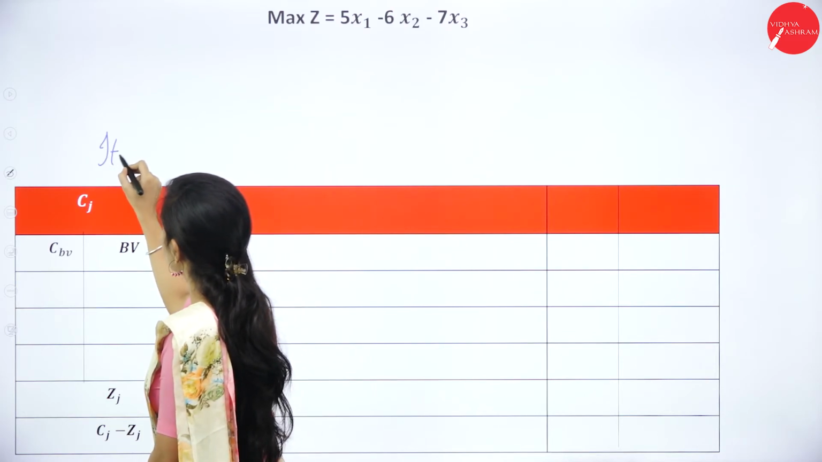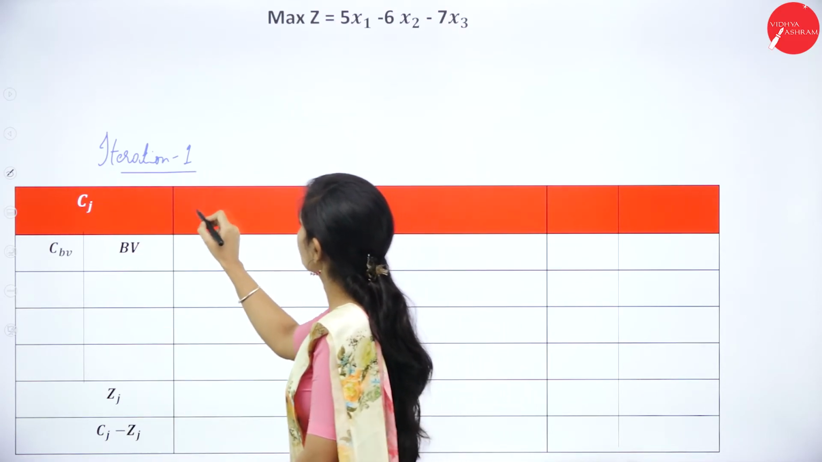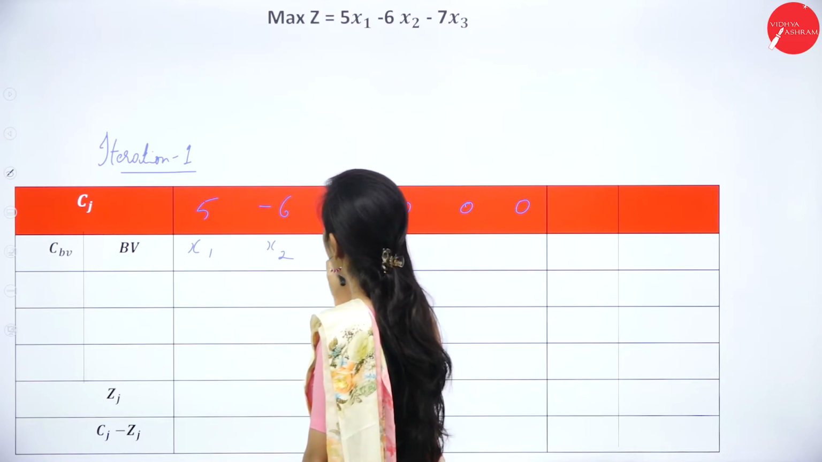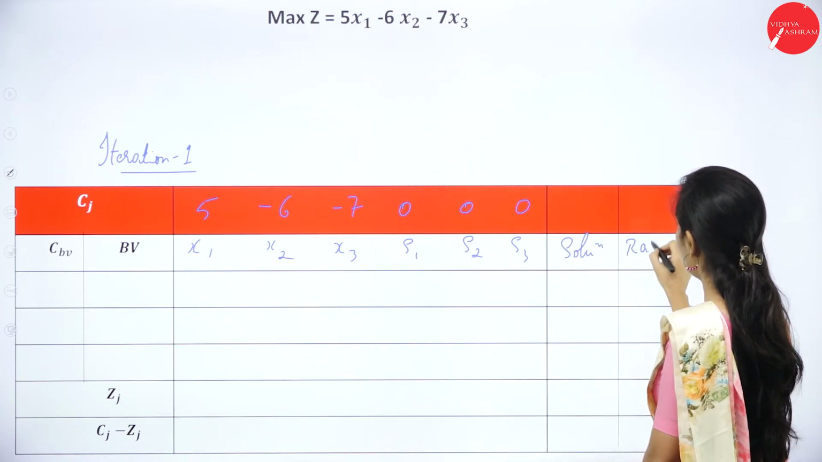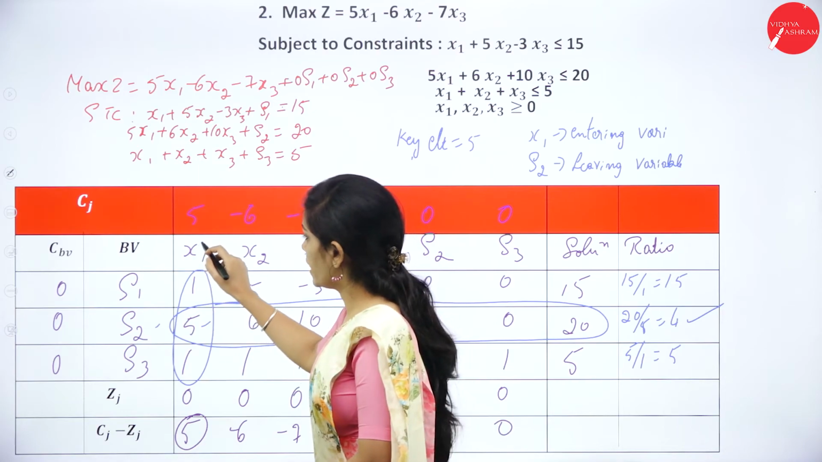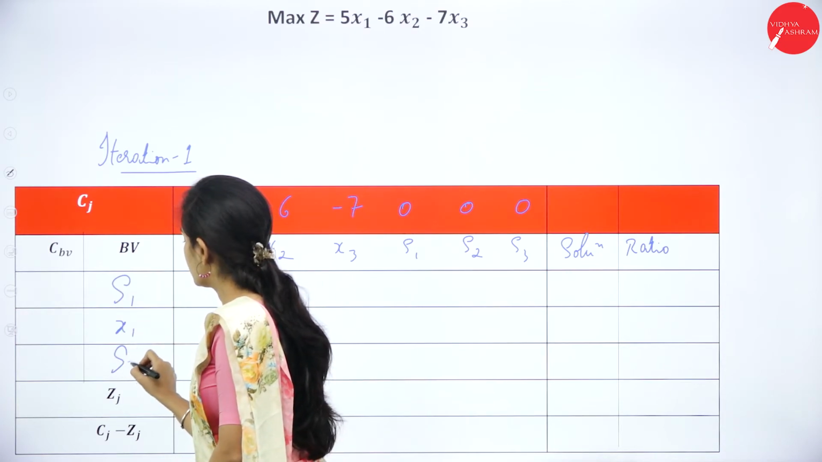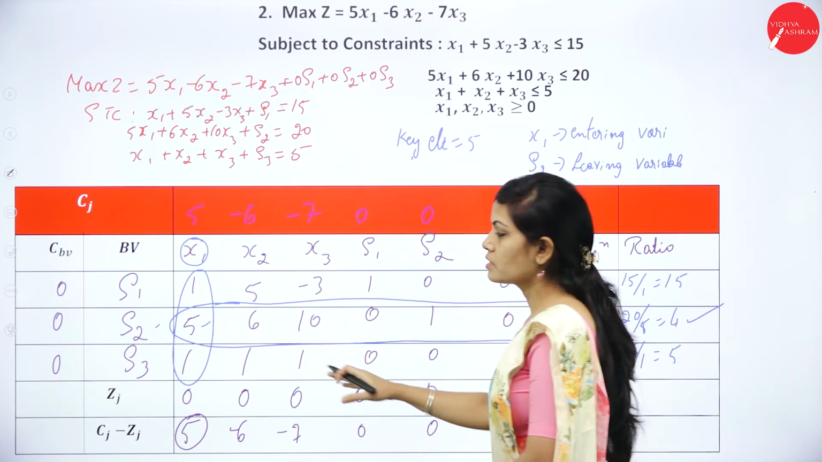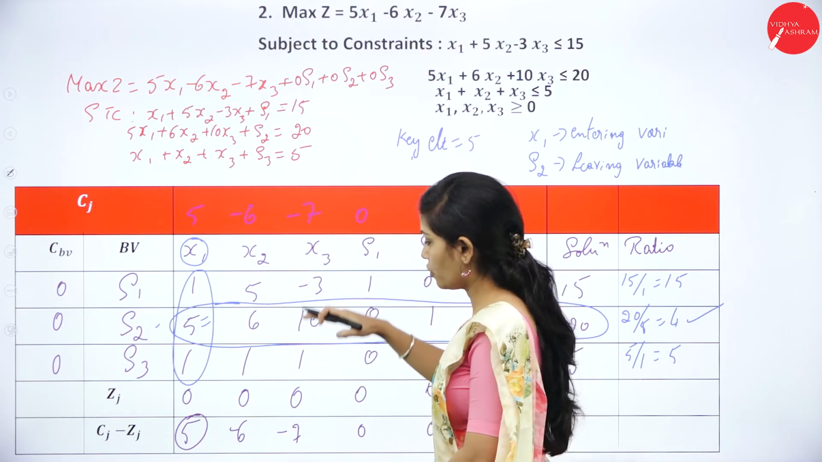So now we can find iteration 1. Just write the coefficients of the objective function: 5, minus 6, minus 7, 0, 0 and 0. The basic variables are x1, x2, x3, s1, s2, s3, solution, and you have to find the ratio. Here the leaving variable is S2. In place of S2, I will write the entering variable X1. So S1, X1 and S3. The X1 coefficient is 5, S1 is 0, S3 is 0. Now using these old values we can find the new values. Key element is 5. This is the key row and these are non-key rows.